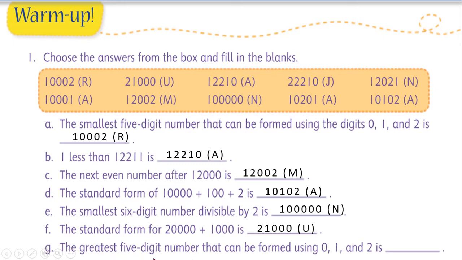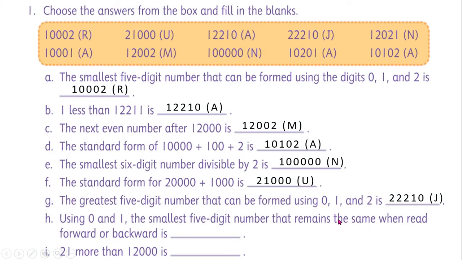The greatest 5-digit number that can be formed using 0, 1 and 2 is 22,210. 22,210 is the greatest 5-digit number that can be formed using the digits 0, 1 and 2. So 22,210 is given here. Letter J is printed here within brackets. We will retain that as it is.